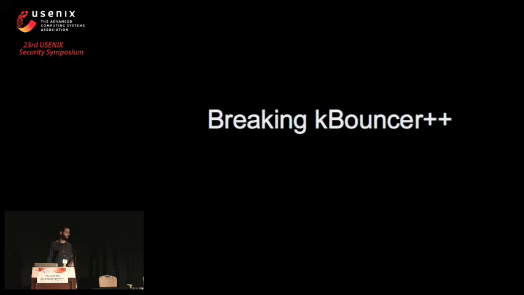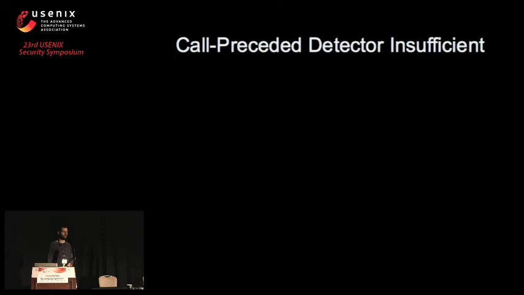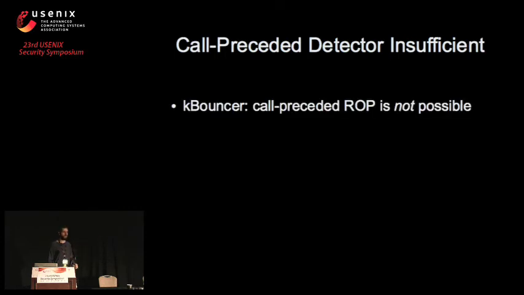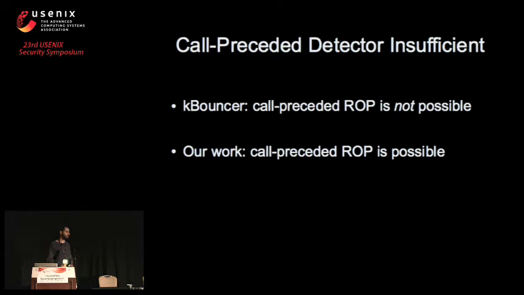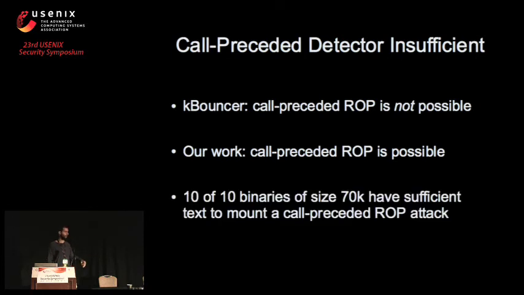Well, the first thing you have to know is that the call-preceded detector is insufficient. The call-preceded detector that kBouncer picked was the one that said if non-call-preceded gadgets, we will kill the process right away. And kBouncer really wants to believe that this is the case, that ROP attacks can only mount attacks in a non-call-preceded manner. And we managed to show that call-preceded ROP attacks are possible. We took 10 binaries from user bin with 20,000 instructions, and in all of them there were sufficient gadgets to mount a fully call-preceded return-oriented programming attack. And for comparison, that's about the size of user bin diff. So anything larger than that, there are plenty of gadgets to mount a full ROP attack.